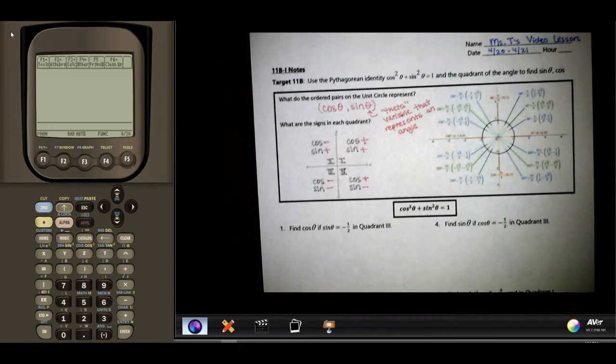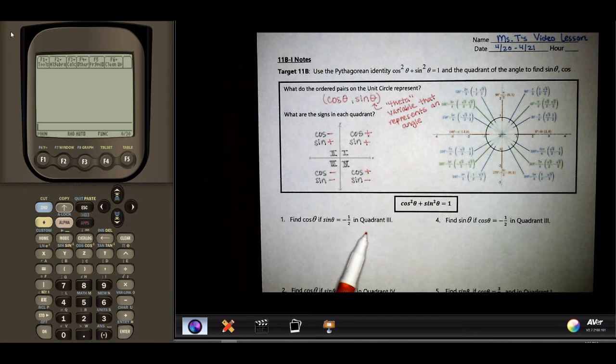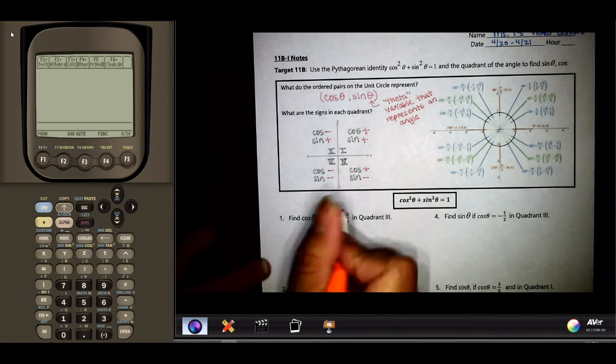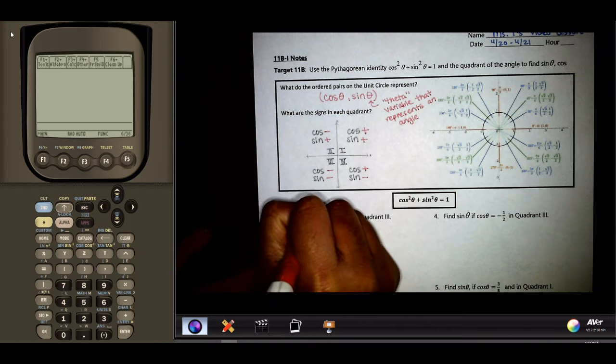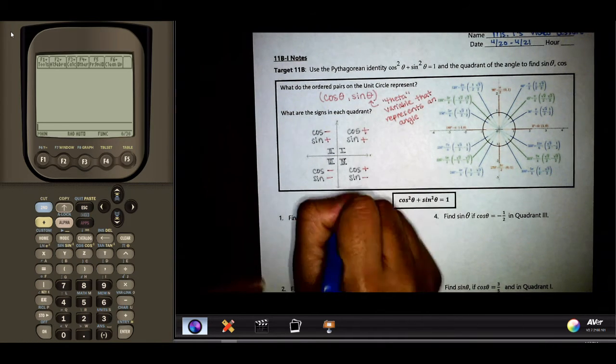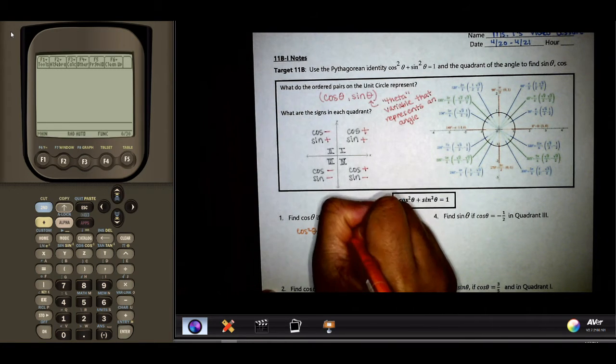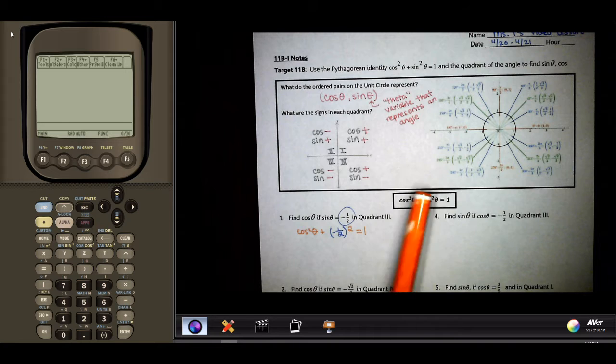Now we're ready to use the Pythagorean identity that we talked about earlier. To use it, we are just going to plug in the given values and then solve for the other values. Ignore the quadrant until later. So for this first one, we'll write down our equation, but substitute our value for sine, which is negative 1/2, into our equation for sine. Don't forget to square it.